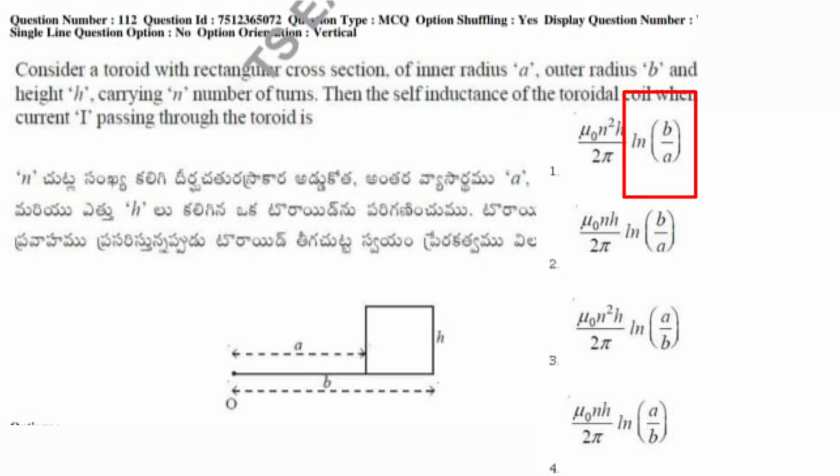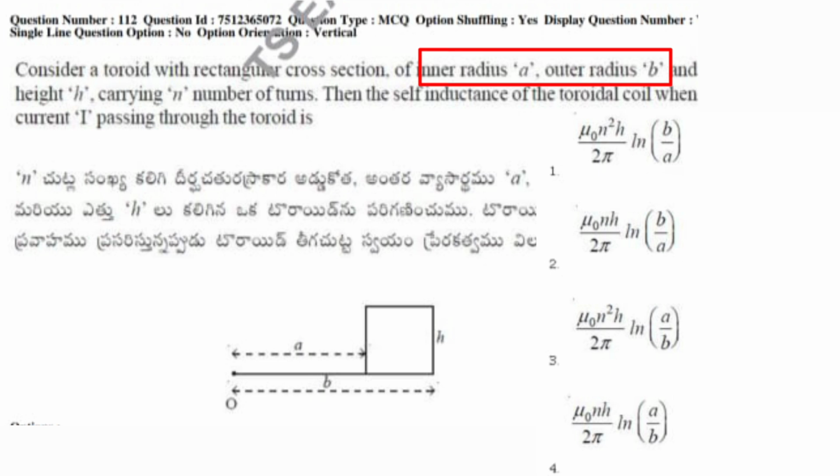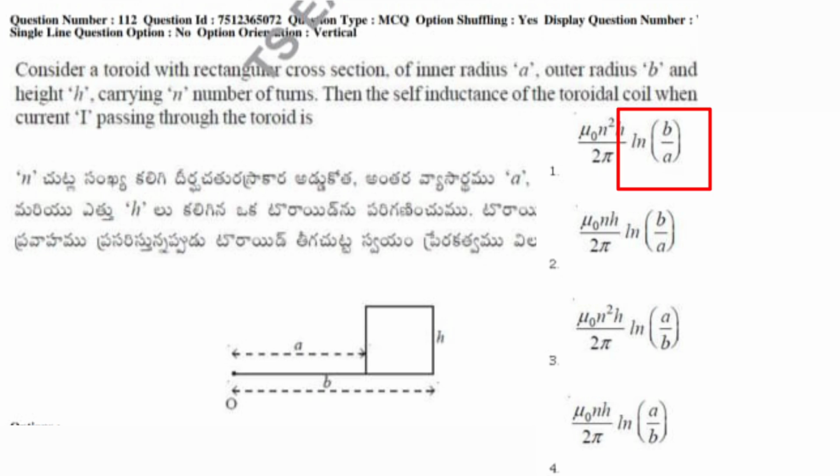For the first option, it's ln b by a, and for the second option, it's ln a by b. Just take a look at what a and b are. A is the inner radius and b is the outer radius, which implies that b must be greater than a. In the first option, ln b by a must obviously be greater than 1 because b is greater than a, isn't it?